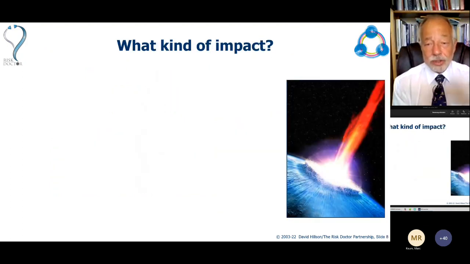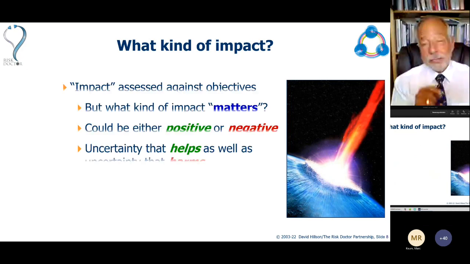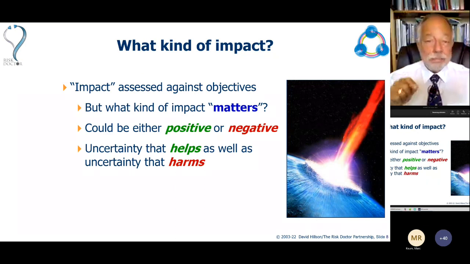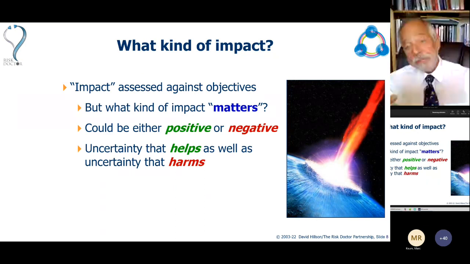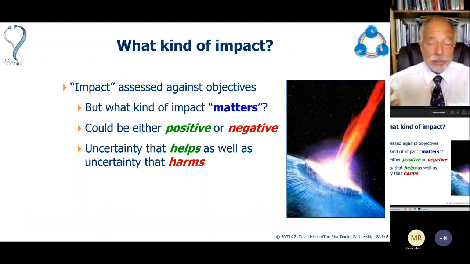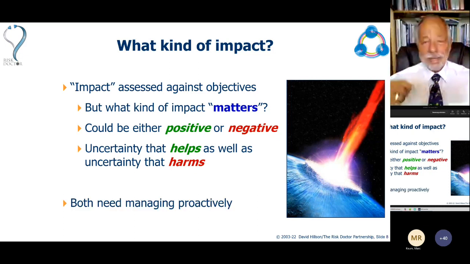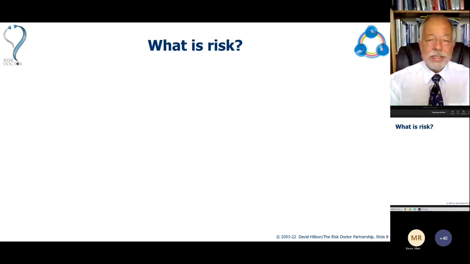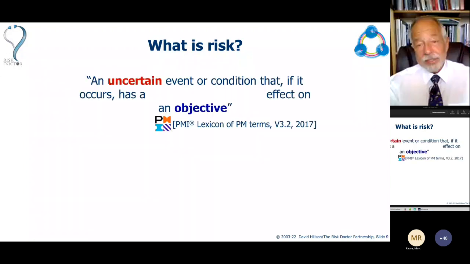So this idea of cheese and traps, of two kinds of impact that matter, are really important. If risk is uncertainty that matters, what kind of impact matters? Certainly negative impacts matter, things that could waste time, waste money, destroy performance, injure people, all those bad things, and they need to be managed, any uncertainty that could harm us. But we also need to think about uncertainties that could help us, that could save time, save money, improve performance, enhance the benefits. And those things need to be managed proactively just as much as the negative uncertainties. And so we get the idea that risk is a concept which includes upside as well as downside. It includes positive uncertainties as well as negative uncertainties.